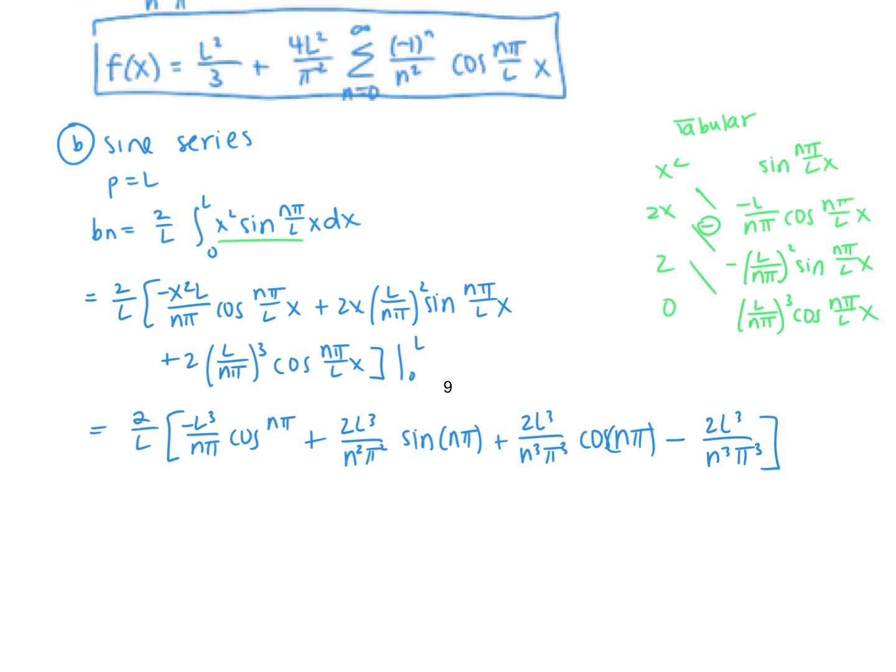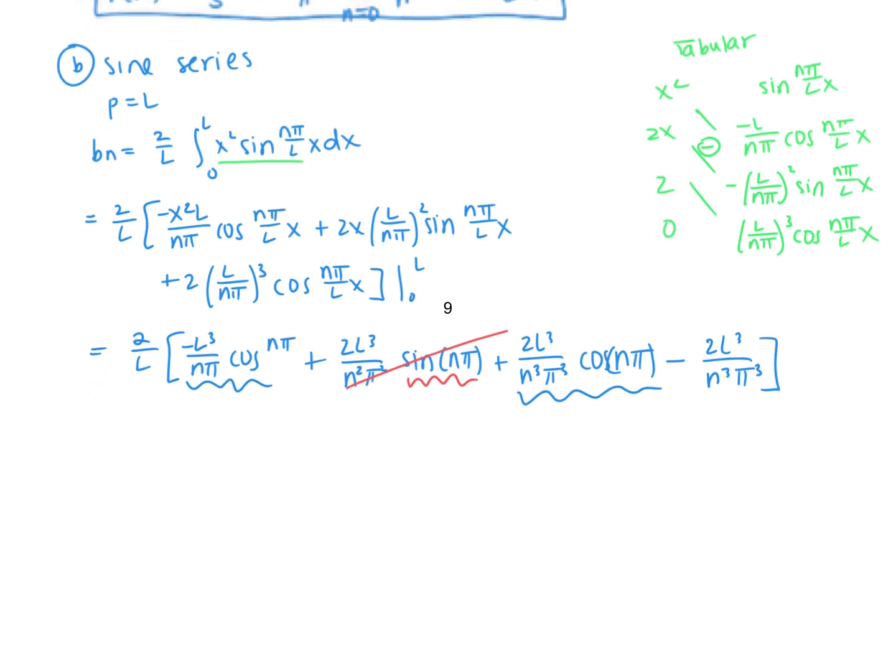Okay, so looking to do a little bit of simplifying here. Sine of n pi is just 0, so that's going to go away. And then we also have this cosine of n pi and cosine of n pi, so we're going to want to bring those together. So doing a little simplifying, we're going to get negative 2L squared over n pi. Add 4L squared over n cubed pi cubed, and those are both the terms multiplied by cosine of n pi. And then we have a negative 4L squared over n cubed pi cubed.